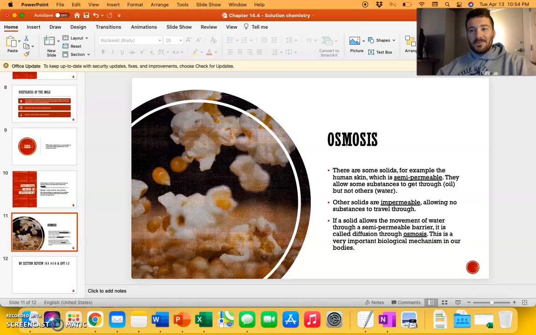That's a good thing, right? Or else we'd go swimming and we'd start to gain water, and that would not be good. Other solids are impermeable, allowing no substances to travel through.